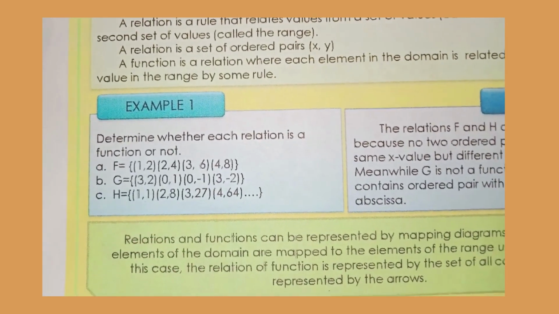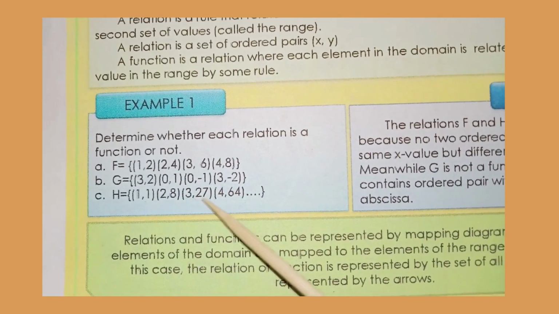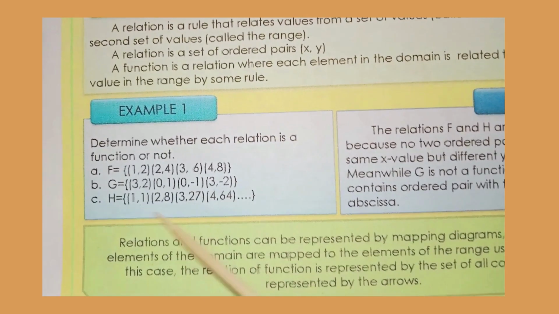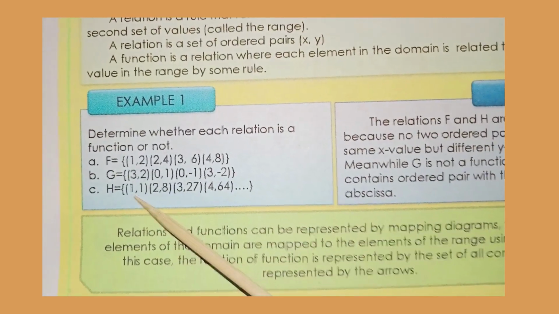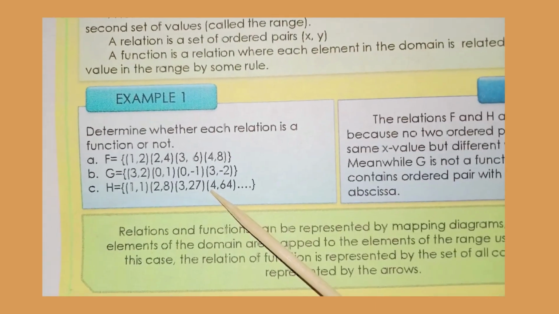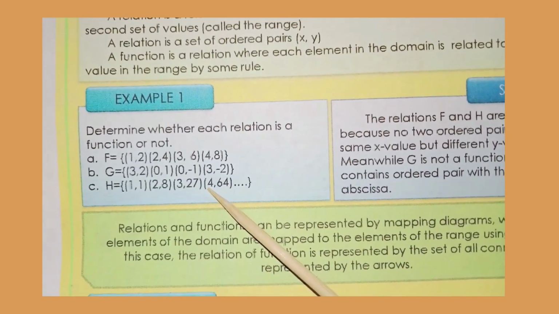Letter C, we have 1 and 1, 2 and 8, 3 and 27, 4 and 64. Lahat naman sila ay magkapares, so okay. Tingnan natin yung domain. 1, 2, 3, 4. Meron bang naulit na domain? Wala. So, meaning this is a function.